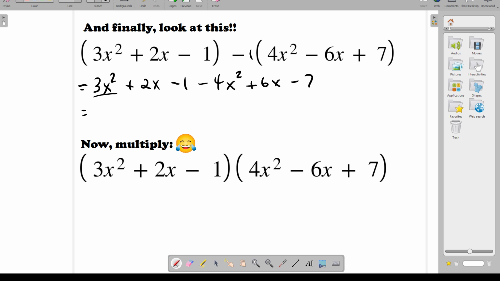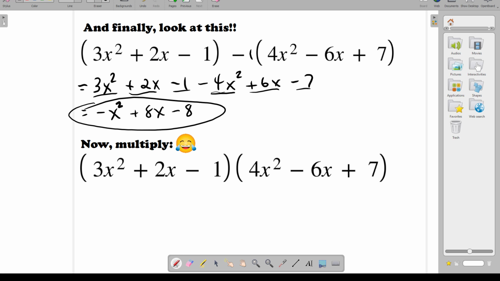Combine like terms. I've got a 3x squared, a negative 4x squared. That's negative 1x squared. And we have a positive 2x and a positive 6x. That's positive 8x. Negative 1 and negative 7 is negative 8. So subtracting these two expressions gives us this.